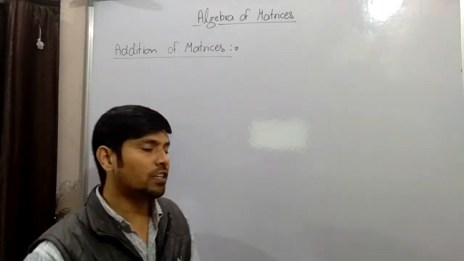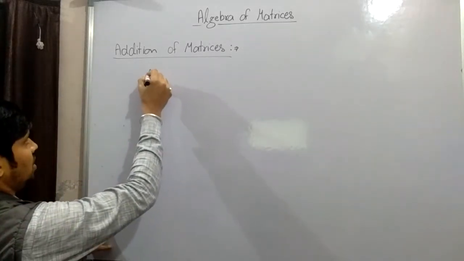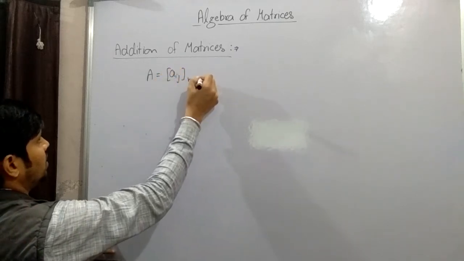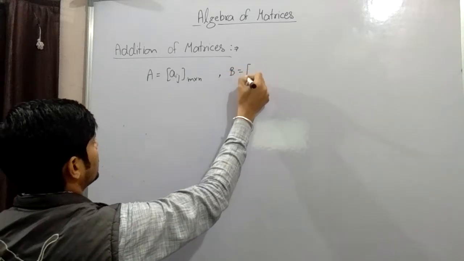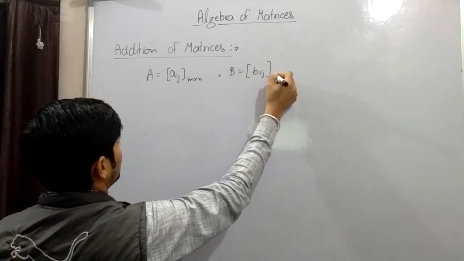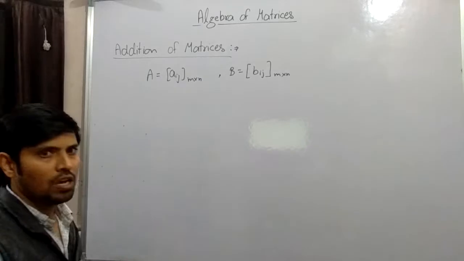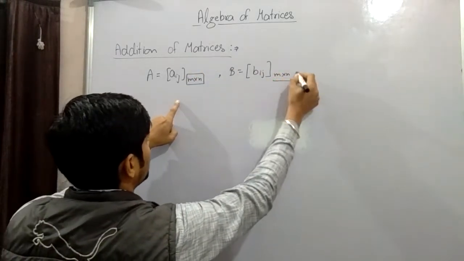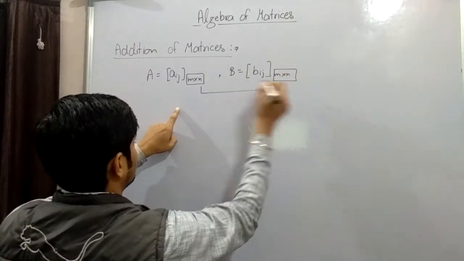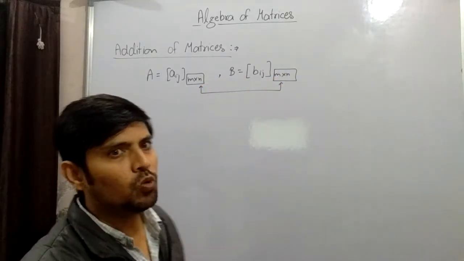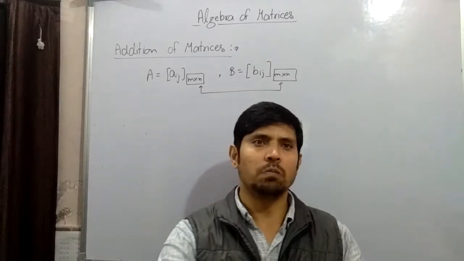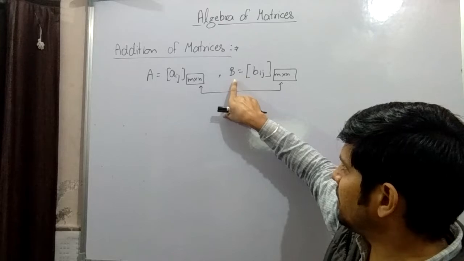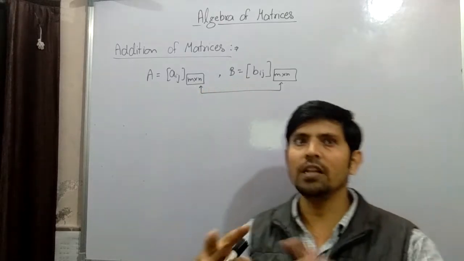So how is it possible? Let us suppose we have two matrices. Let us suppose A is a matrix Aij of order m cross n, and B is another matrix Bij of the same order m cross n. So you have to check here that the order of both matrices is the same. Then the two matrices can be added or subtracted. So this is the first matrix A, this is the second matrix B having the same order, then we can add them.